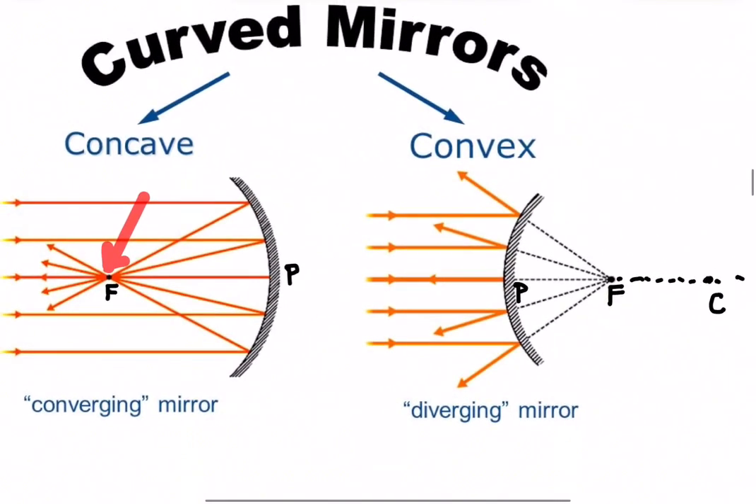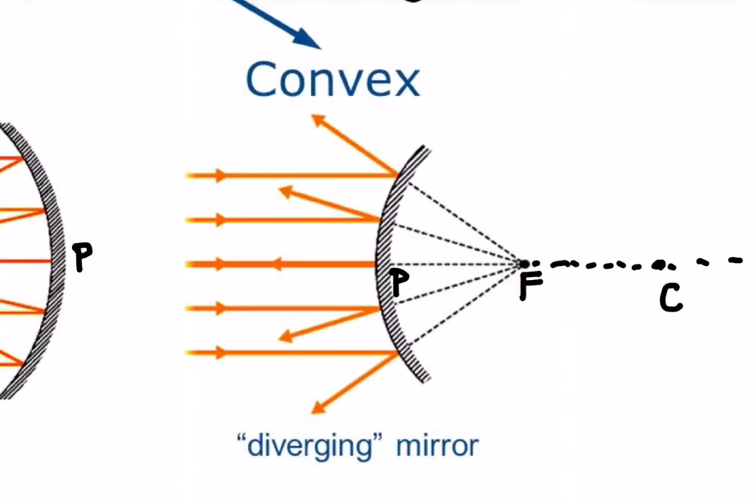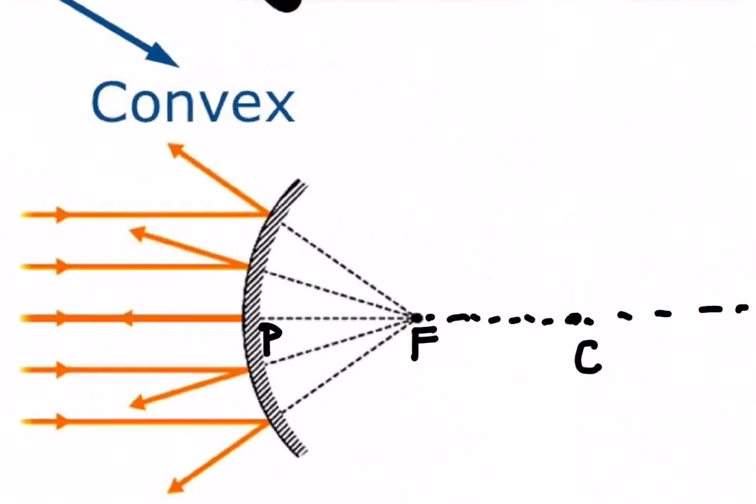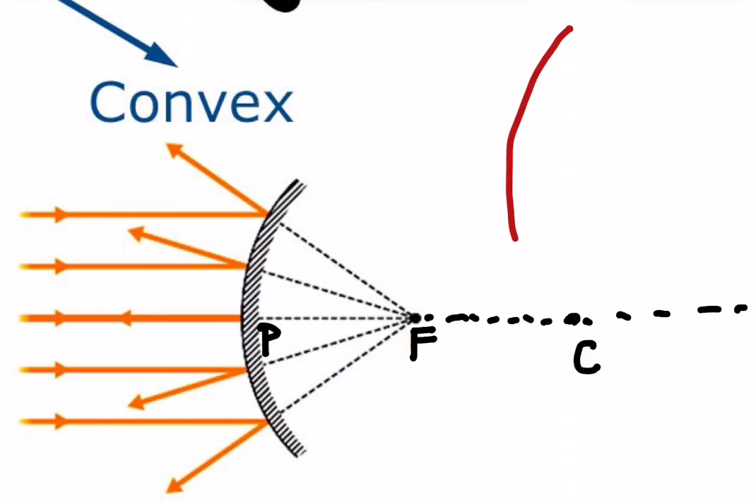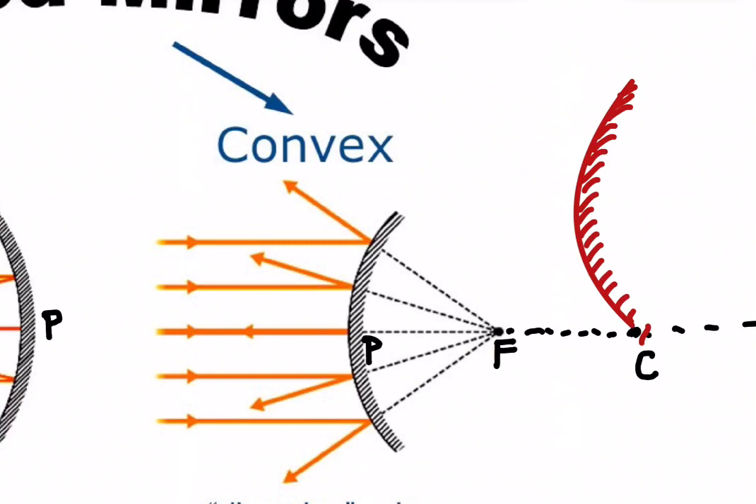Next, this type of bulged out or curved out mirror is called the convex mirror. How to draw the convex mirror? Again, as usual, you draw one curve and then silver inside. The reflecting surface is outside. Generally this is how it is represented. The center point of this can be considered the pole.